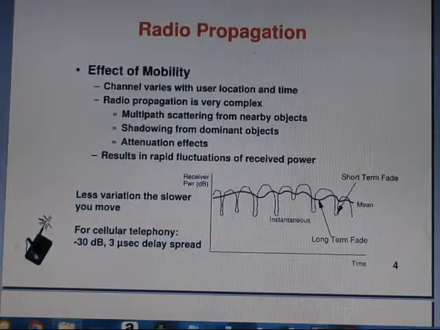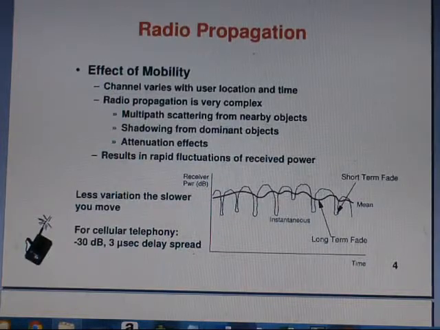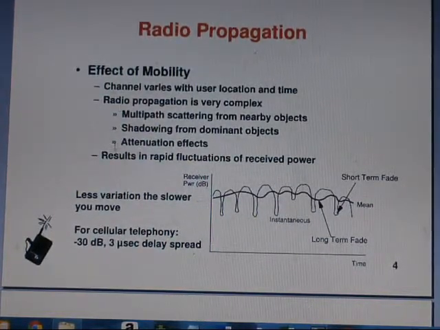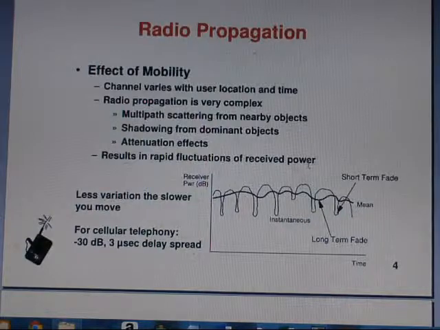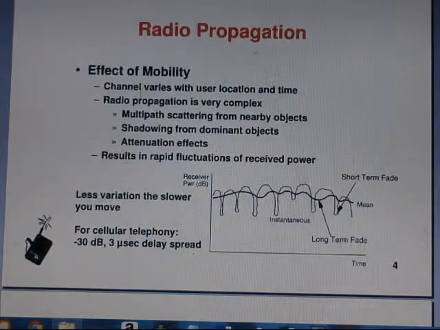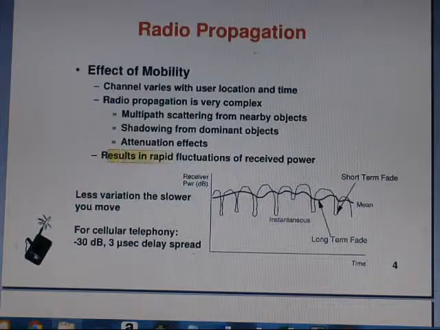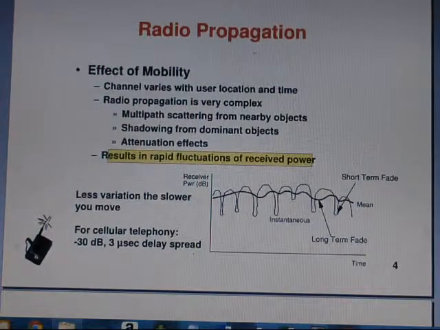When the waves pass through, multipath scattering can happen, shadowing can also happen, and the strength of the waves can be reduced. This is attenuation. It results in rapid fluctuation of the receiver power. So when the radio waves change and attenuation happens due to mobility, fluctuation in receiver power occurs.